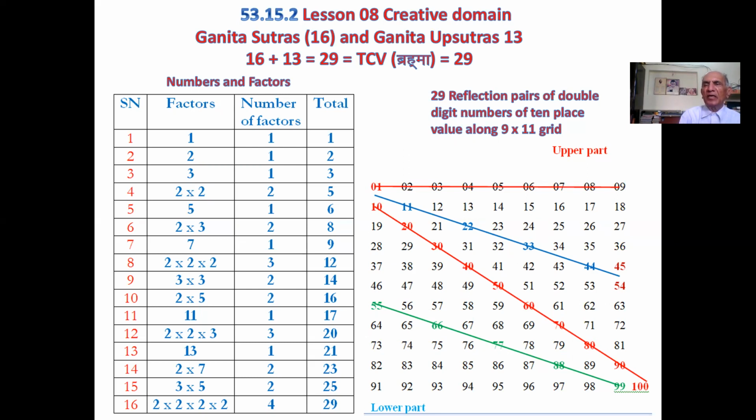Further, if we visit the organization of double-digit numbers of the 10 place value system along a 9 cross 11 grid, as is on the computer screen, it would be blissful to take note that this organization is structurally of an upper part and a lower part with separating line 10, 20, 30, 40, 50, 60, 70, 80, and 90. The upper part is having the mirror line along 11, 22, 33, and 44, while the lower part is having a mirror line along 55, 66, 77, 88, and 99.